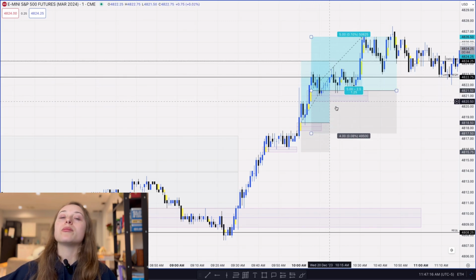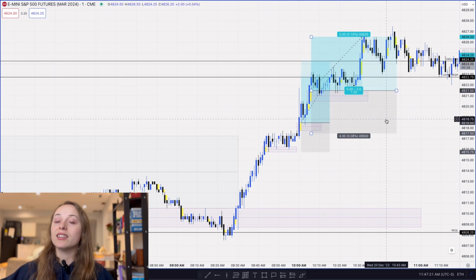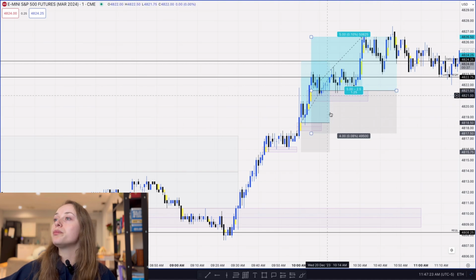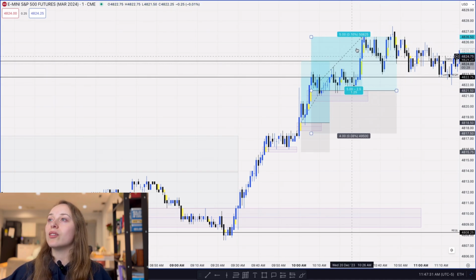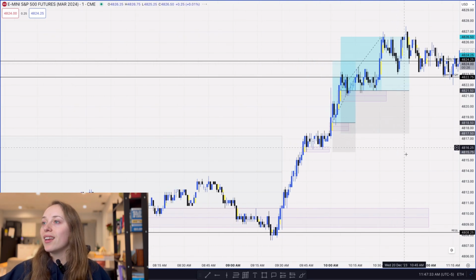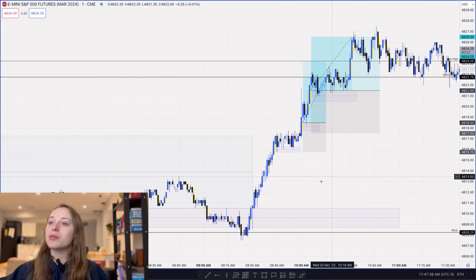Another reason I believed we were going to push higher is because we did have yellow folder news at 10:30. And you can see at exactly 10:30 we did push ultimately higher into those daily highs and a little bit past it. So yeah, now we're just kind of consolidating.